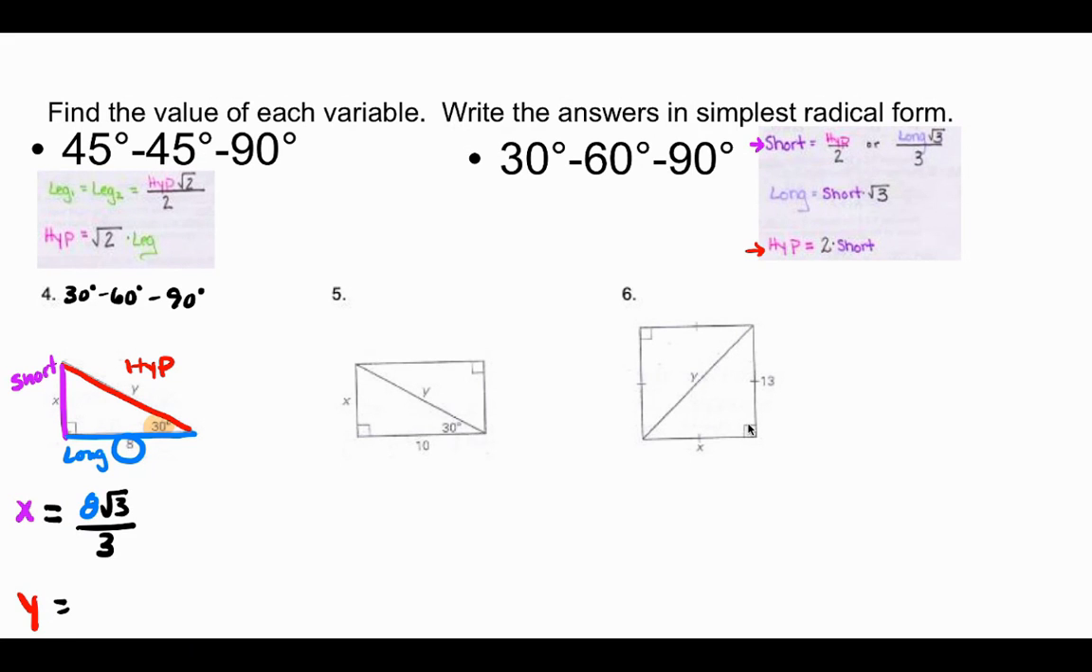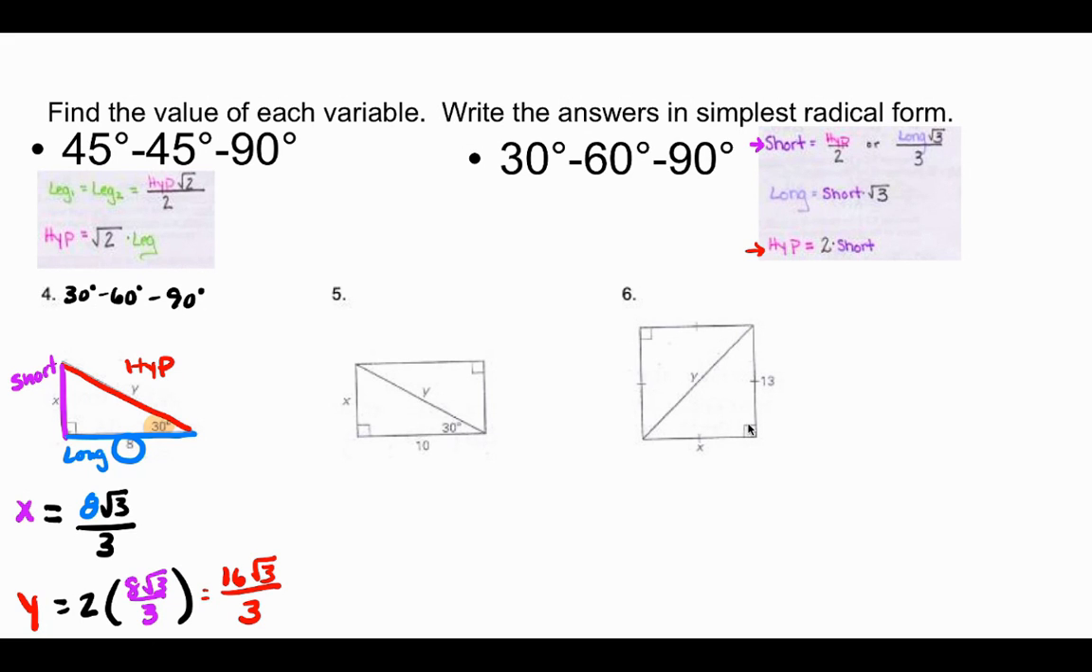So we're going to do 2 times that value of the short leg, the 8 square root of 3 over 3. So we're going to do 2 times the 8. We're going to keep the square root of 3, and we're going to keep the over 3.